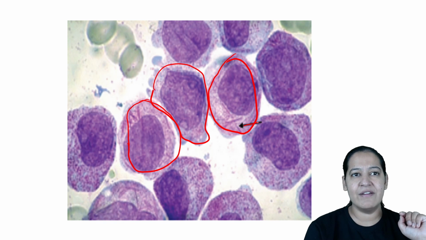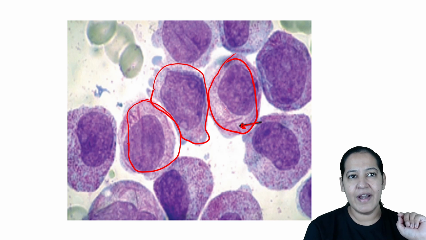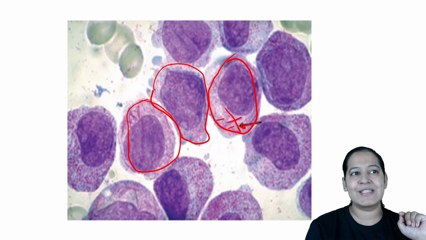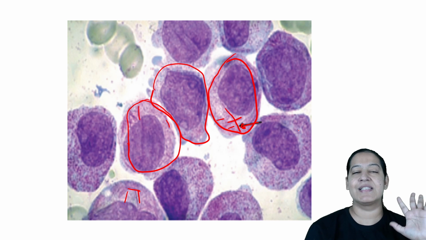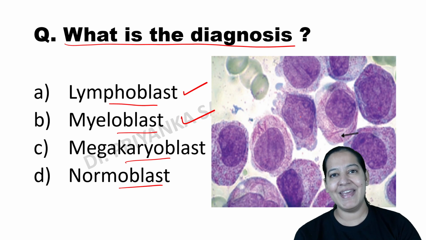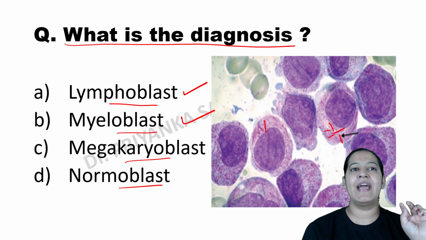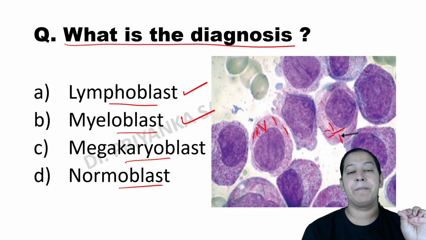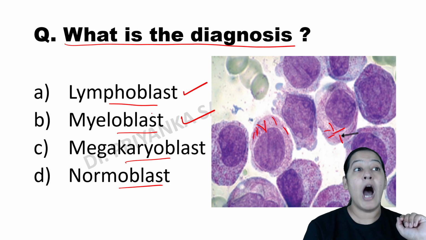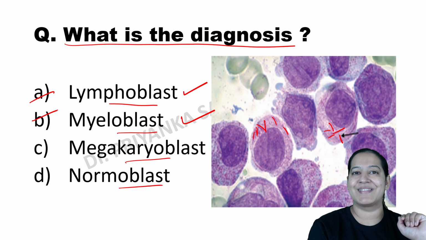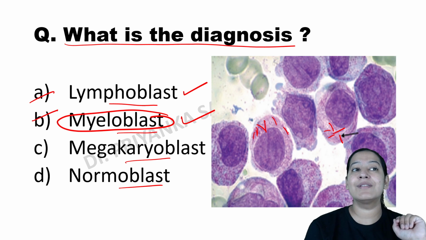Can you see an arrow is given in the question? Look at the arrow. The arrow is pointing towards the cytoplasm. In the cytoplasm of all these cells, reddish rod-like structures are present, and there is an aggregate of these rod-like structures. Based on these structures, how will I decide whether it is a lymphoblast or myeloblast? Yes, it is a myeloblast, because these rod-like structures present in the cytoplasm are Auer rods.